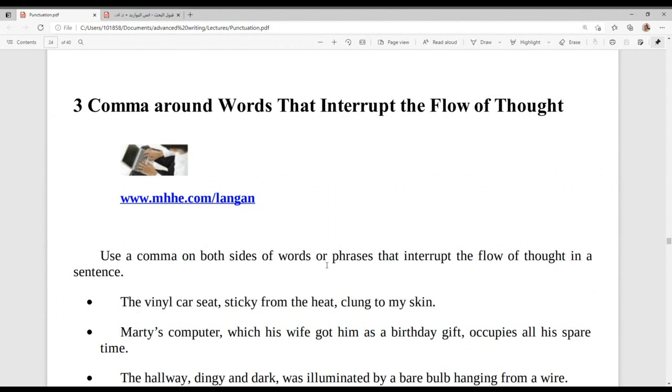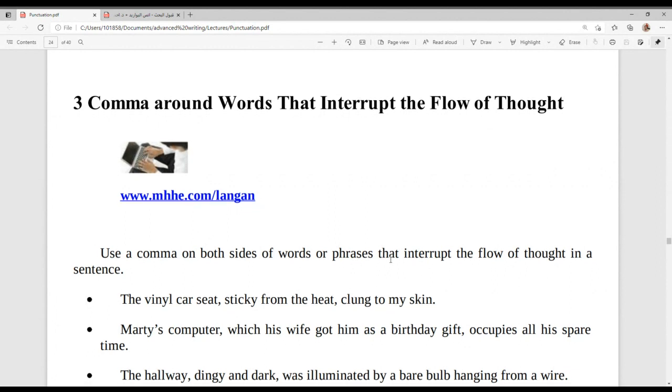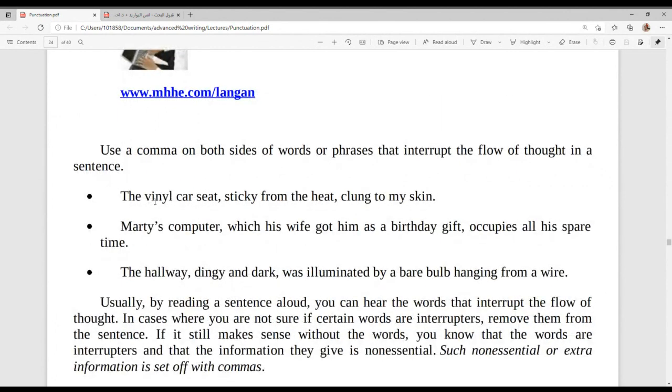Use a comma on both sides of words or phrases that interrupt the flow of thought. Here: the vinyl car seat, sticky from the heat, clung to my skin. If you look at this information here, this is extra information about what? About the vinyl car seat.